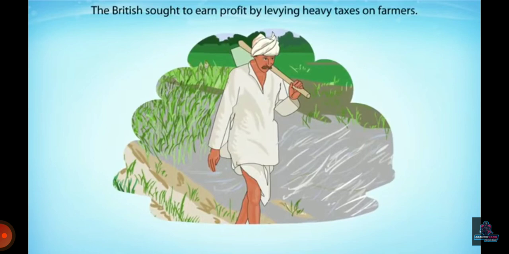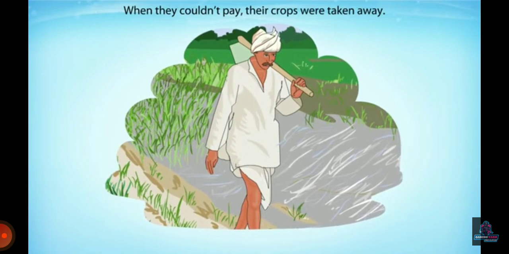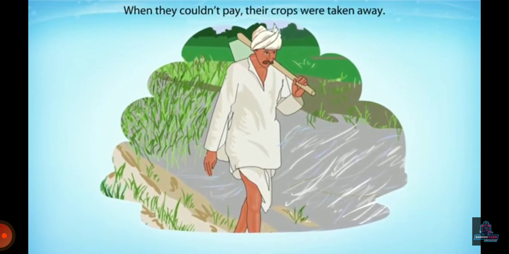The crops grown in the field were occupied by the Britishers, and at the same time they were expecting more taxes from the farmers. They were taking the taxes rudely, not in the way of a request. They were laying heavy taxes, not a common tax, on the farmers. When they couldn't pay, their crops were taken away.